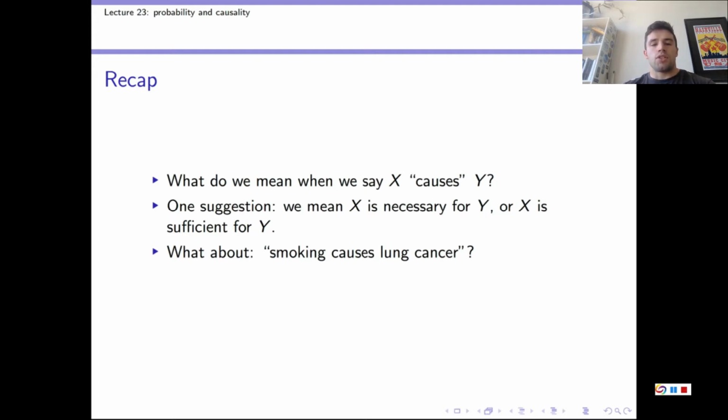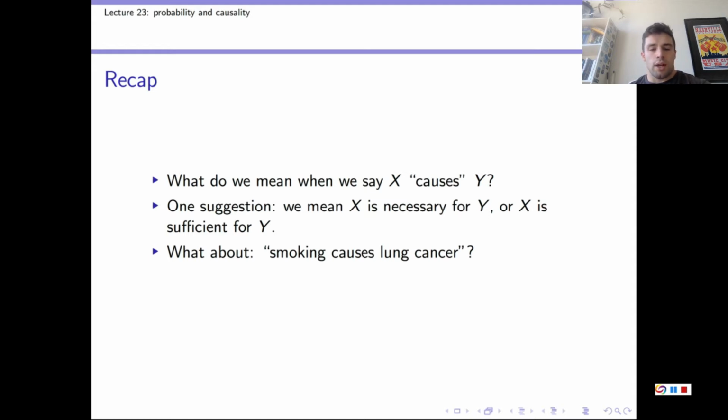For example, we can't mean smoking is a sufficient condition for lung cancer because some people smoke and never contract lung cancer. And on the other hand, we can't mean smoking is a necessary condition for lung cancer because some people who never smoke nonetheless contract lung cancer. So there's something more going on when we say smoking causes lung cancer. And the point of this video is to fit probability into this analysis we're giving of the word causality. Instances of the term causality like this one, smoking causes lung cancer, are where probability fits into this analysis.